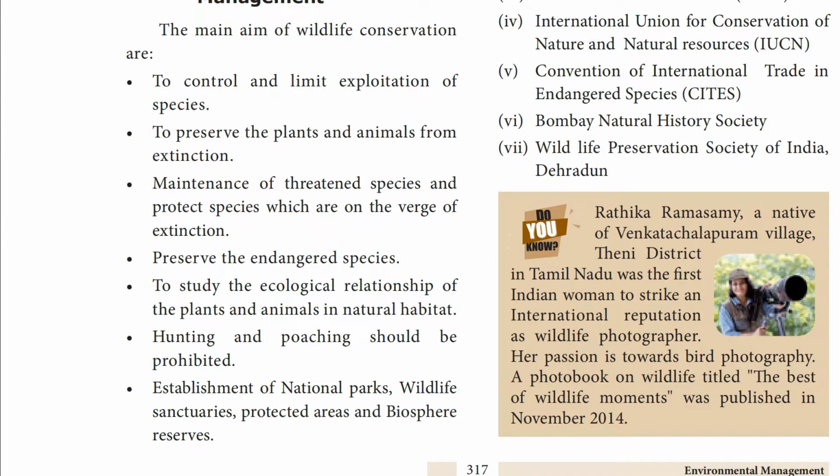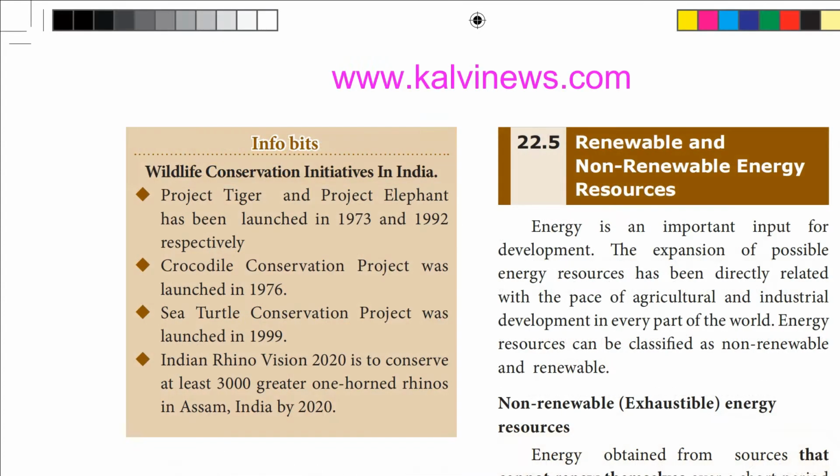Radhika Ramasamy belongs to Venkatachalapuram village of Theni district in Tamil Nadu and became a reputed wildlife photographer. Her passion was bird photography, and her photo book on wildlife, titled The Best of Wildlife Moments, was published in November 2014.